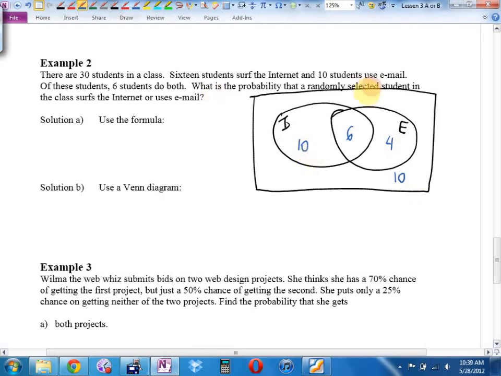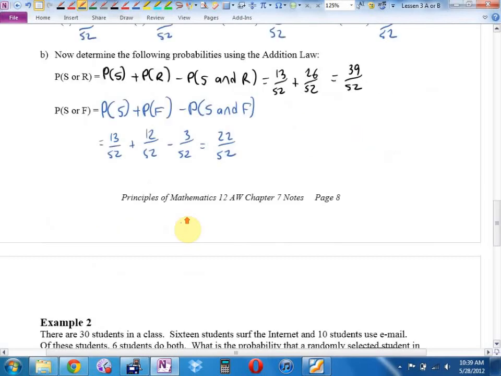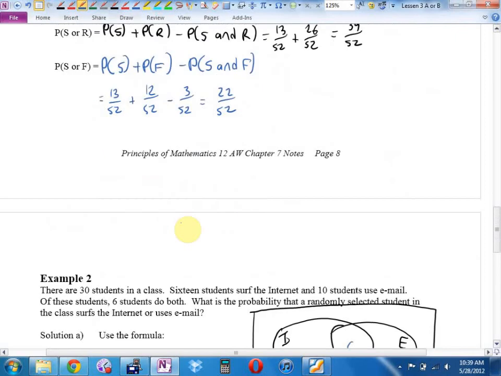What's this question asking? What's the probability that a randomly selected student surfs the internet or uses email? Or means one or the other or both. I'm not going to use the formula here. I'm not going to go add together minus the overlap. I've taken care of it all already. The total is 20. It's 10 plus 6 plus 4. I don't need to subtract the overlap here. I'm not using the formula. I'm using a Venn diagram. It's when I don't have a Venn diagram in front of me, when I just know the individual odds, I have to use a formula.